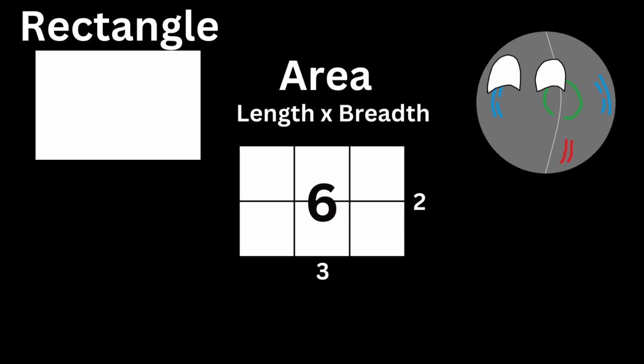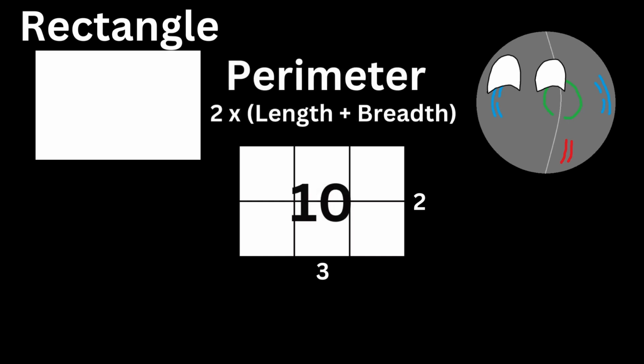So first we have the area formula, which is length into breadth, or just L into B. To understand this, just look at the diagram again, it's not that hard. Yes. So next is the perimeter formula for a rectangle, which is 2 into (L plus B). 2 into length plus breadth.